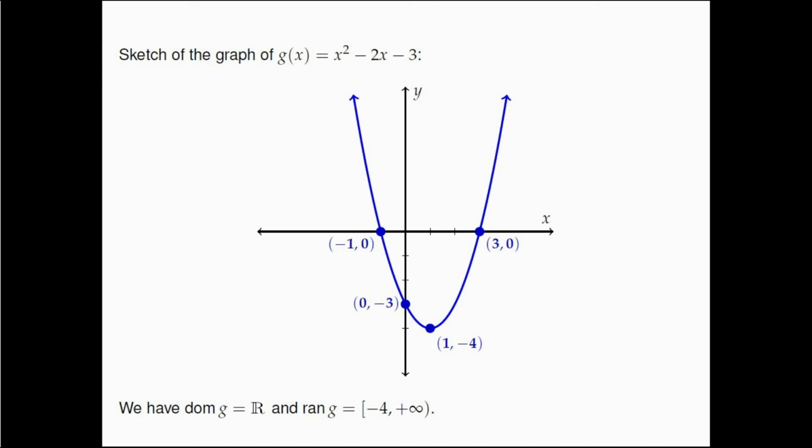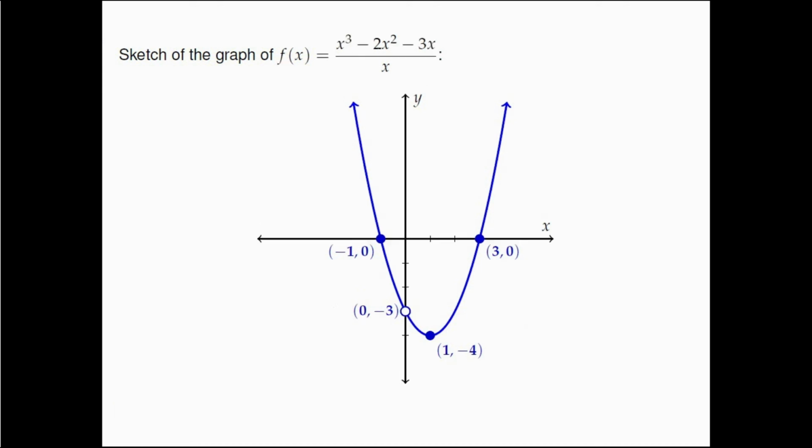Now, this is the graph of f. It's a parabola, but we remove the point 0, negative 3. That's why we have a hole in this part. The domain of f is R, not including 0, and the range is the interval negative 4 to infinity.